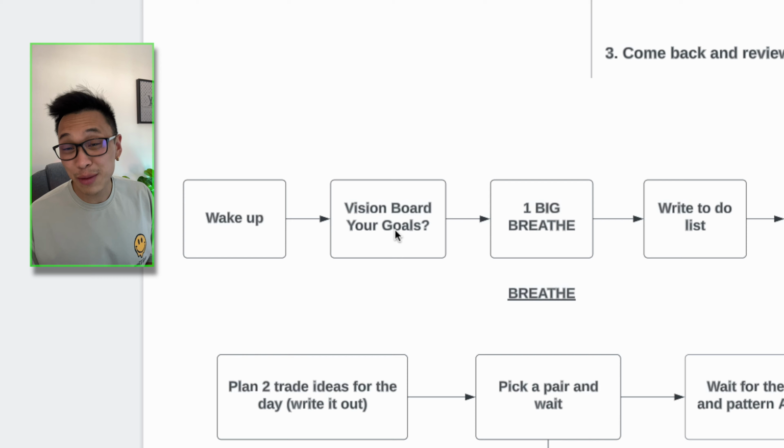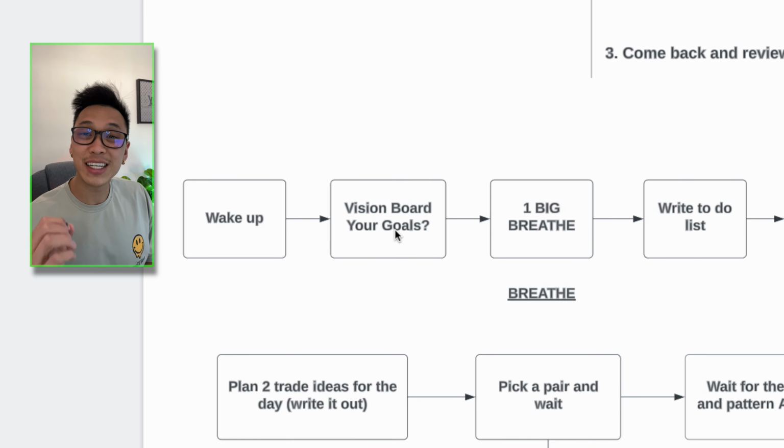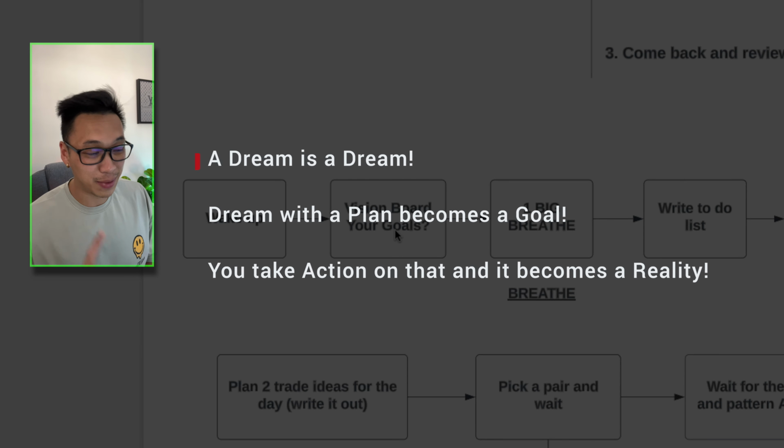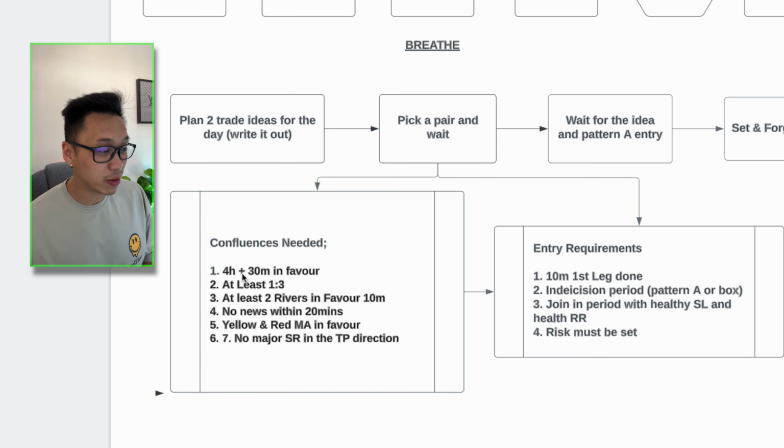So I wake up, I have my vision board again because I like to be clear of what it is that I'm doing, right? A dream is a dream, but a dream with a plan becomes a goal. You take action on that plan, it becomes a reality. So here I have my 4 hours and 30 minutes need to be in favor, 1 to 3 in terms of risk to reward, rivers in favor, and I like to have my trade in 10 minutes. And then I like to set, forget, stop after 2 trades, and then do a post-market analysis.